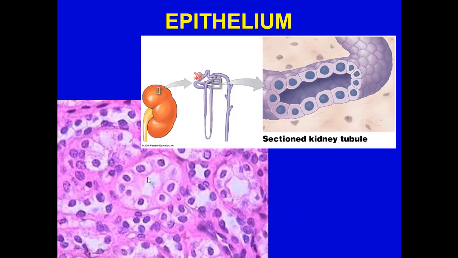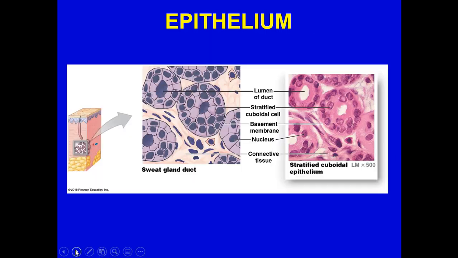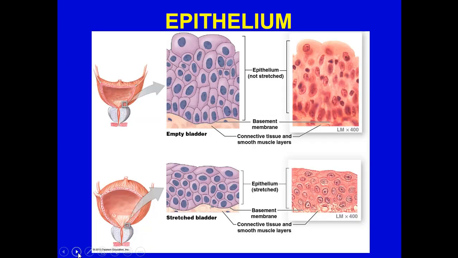Let's take a look at some of these diagrams here. Here you see a kidney tubule. Notice that they're all nicely cuboidal, simple cuboidal. And you can see how this arrangement is. If you go to the next slide, we see the sweat glands. Here you're going to have stratified layers, stratified cuboidal. The lumen is the central point where the liquids are moving through. But this is what you would normally see with a sweat gland duct.